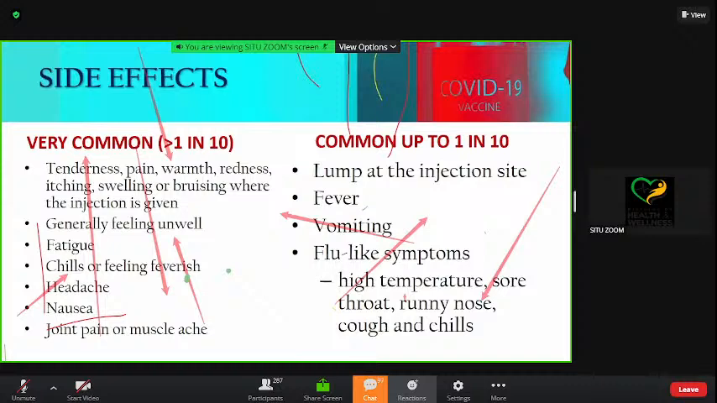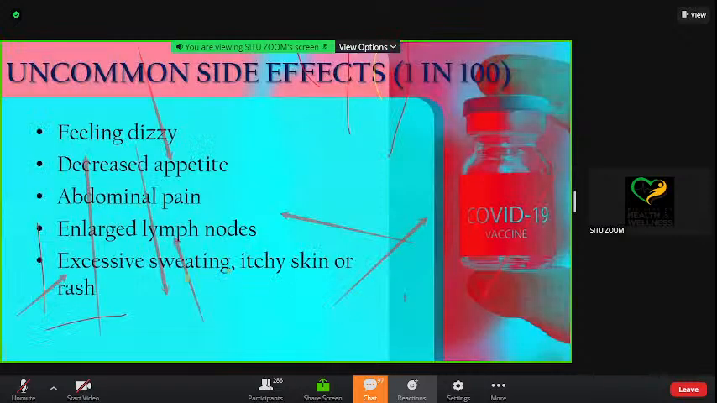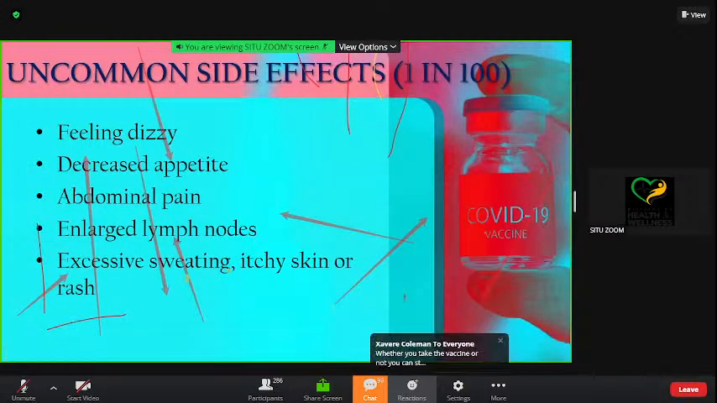Not so common, 1 in 10 persons may get a lump at the injection site, but I tell you, don't touch it. If you don't touch it, you won't feel that the lump is there. You may get a flu-like illness, the cough, the running nose. Also, not so common, but about 1 in 100 persons will feel dizzy, get some abdominal pain, might get a rash all over the body, and they might get the itch.